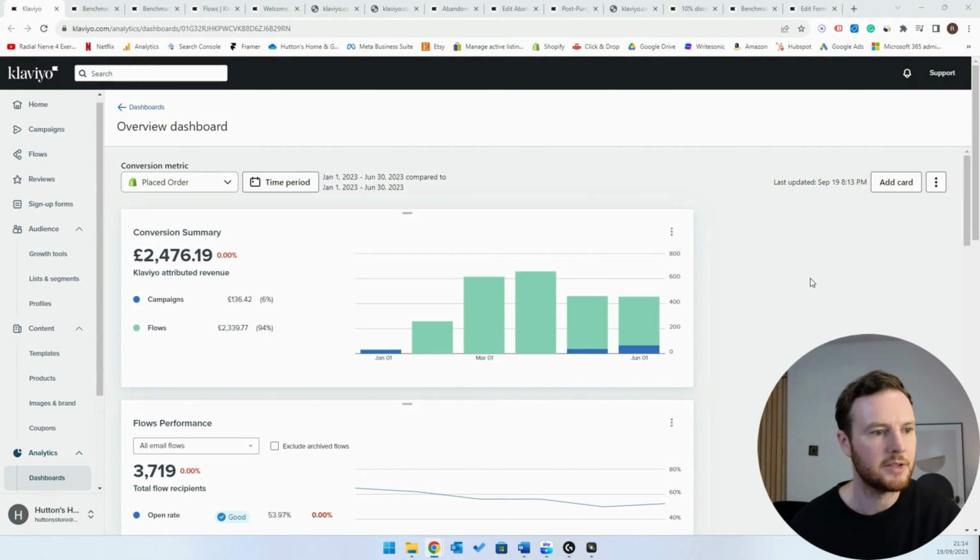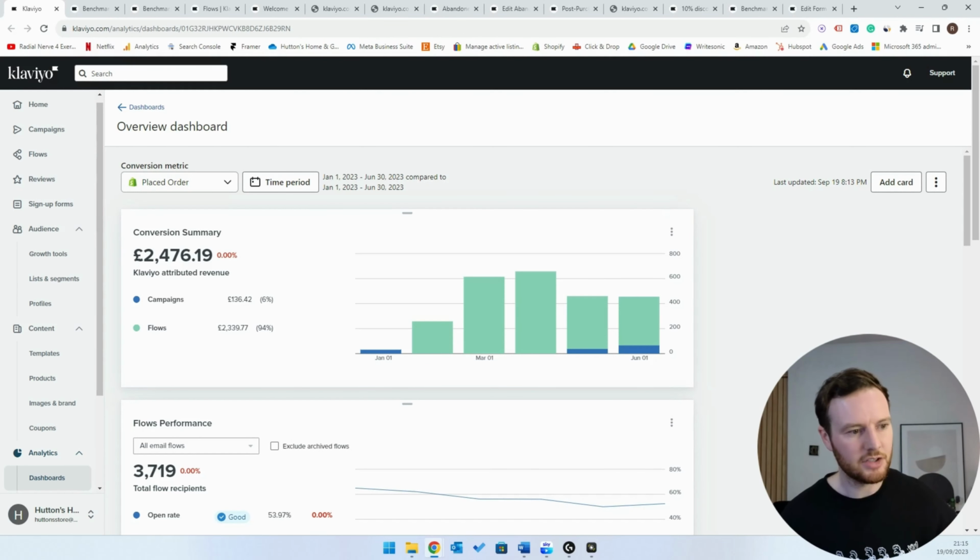Okay, so let's get into it. This data is across a period of 6 months, in the first half of the year, which basically means it should be the worst half of the year. Most of your sales should come from Q3 and Q4. You'll also notice that most of the sales came from flows as opposed to campaigns. I didn't actually do any real campaigns, or I think I sent 3 emails.